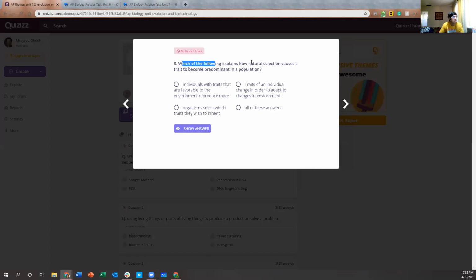Which of the following explains how natural selection causes a trait to become predominant in a population? Okay, so how does natural selection cause a trait to become predominant? We talked about this already in the previous one: natural selection selects the more fit individuals who are able to reproduce and pass on those traits to their offspring. So individuals with traits that are favorable to the environment reproduce more, that's true. Organisms select which traits they wish to inherit. I don't think that's true.